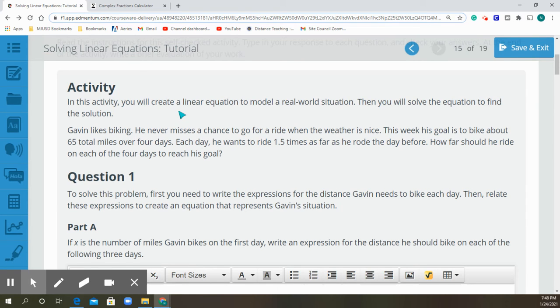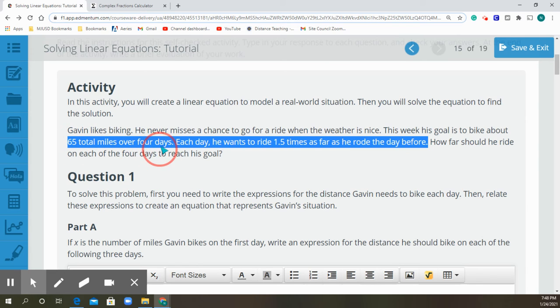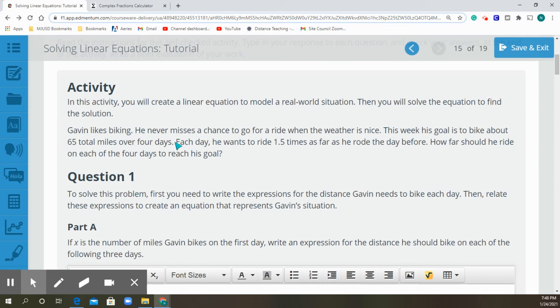In this activity, you will create a linear equation to model a real-world situation. Then you will solve the equation to find the solution. Gavin likes biking. He never misses a chance to go for a ride when the weather is nice. This week, his goal is to bike about 65 total miles over 4 days. Remember in health class about setting realistic goals and being flexible? Each day, he wants to ride 1.5 times as far as he rode the day before. How far should he ride on each of the 4 days to reach his goal?